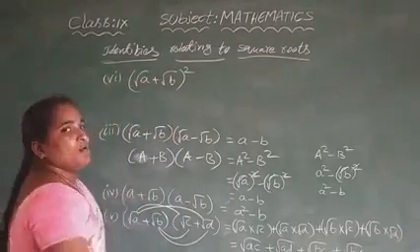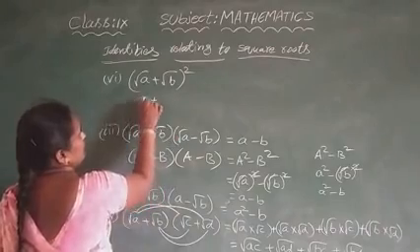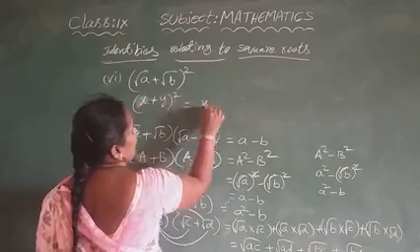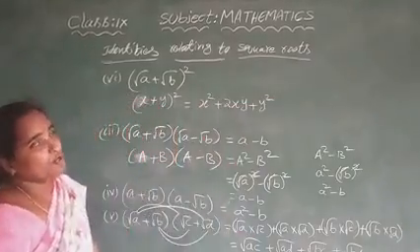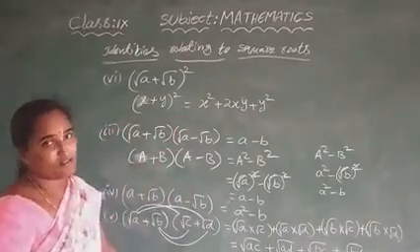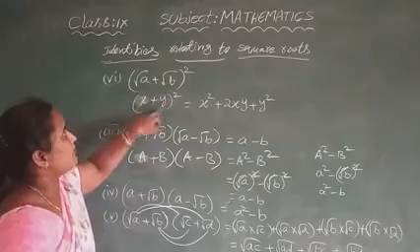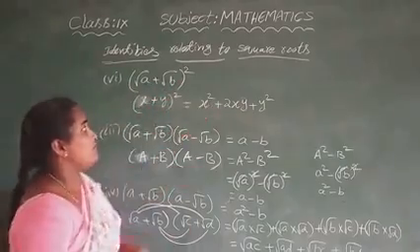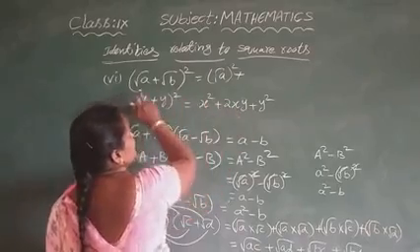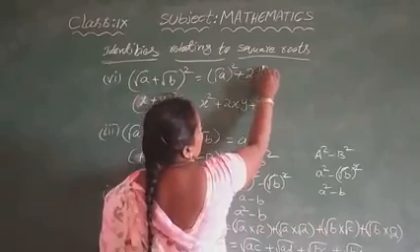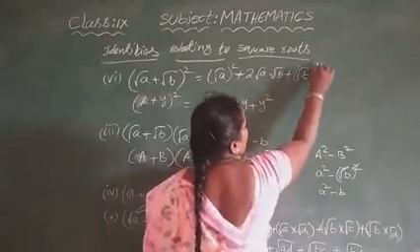In algebraic expressions we learned x plus y whole square is equal to x square plus 2xy plus y square. We learned these algebraic expressions in the earlier class. So the same formula we substitute here. Take x value as root a and y value as root b. Then x square means root a whole square, plus 2xy means 2 root a into root b, plus y square means root b whole square.